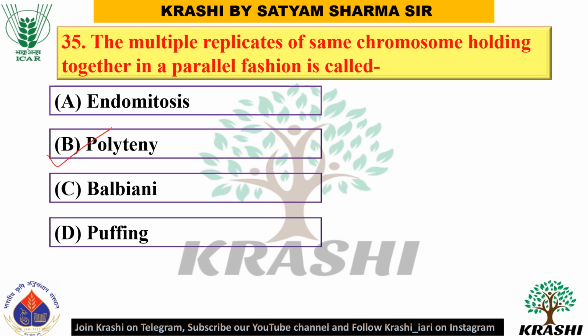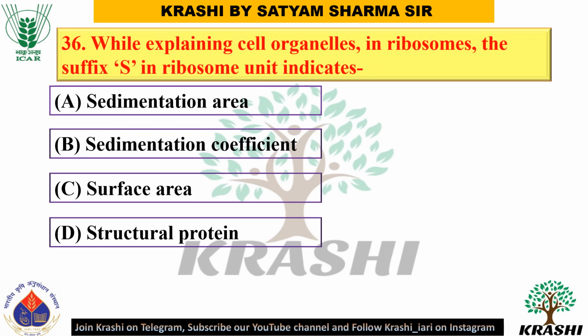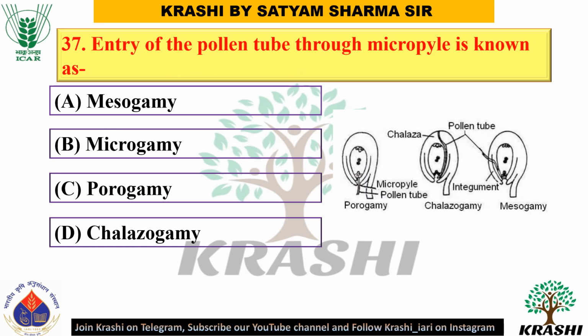In case of endomitosis, the replication of chromosomes in the absence of cell or nuclear division results in numerous copies of each cell. Whereas in polyteny, we have huge chromosome puffs which are known as Balbiani rings. Question number 36. While explaining cell organelles, in ribosomes, the suffix S in the ribosome unit indicates sedimentation coefficient. Question number 37.